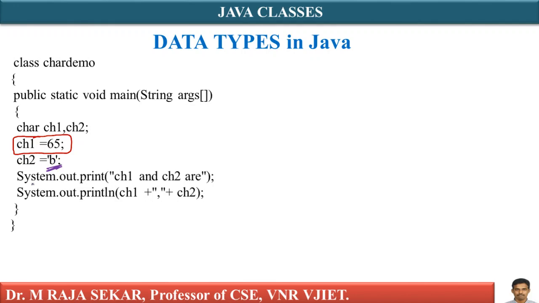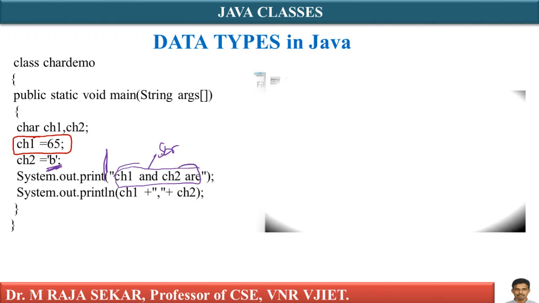Now, we already discussed what is System.out.println. What is the use of print? I am not writing ln here; I am just writing print. It's not println. Println means after printing it will add a new line, and the cursor will move to the next line. But here I am using print. The text ch1 and ch2 are is a string, a message. This message will be displayed as it is.